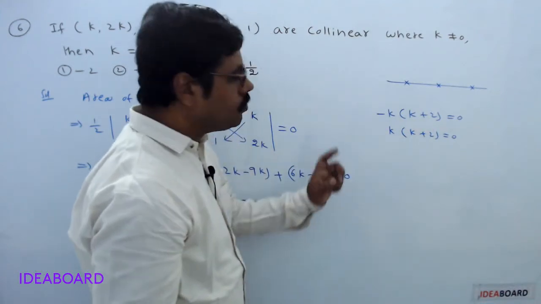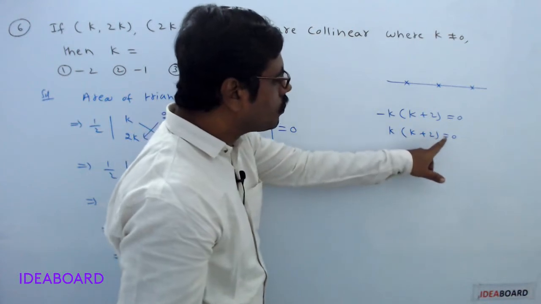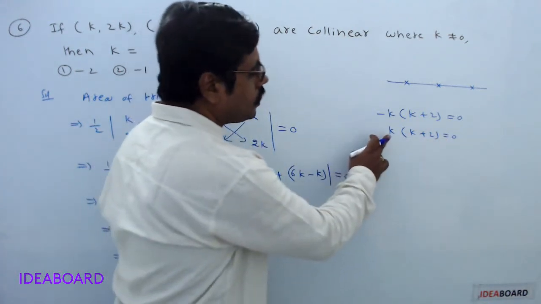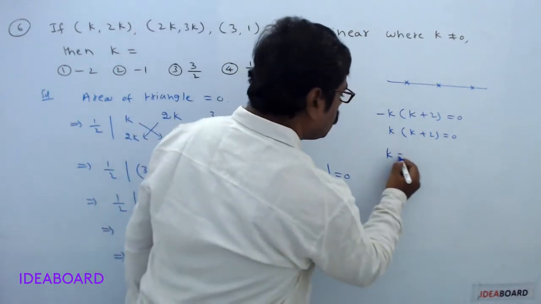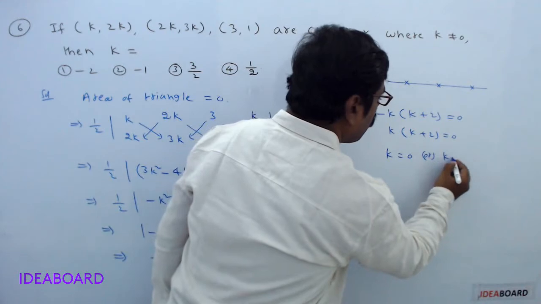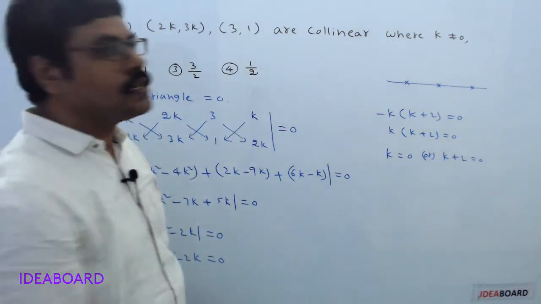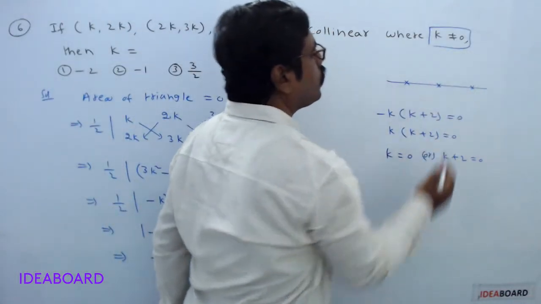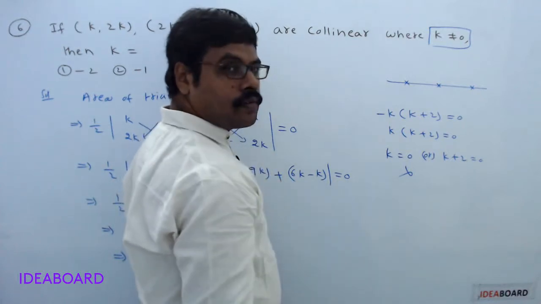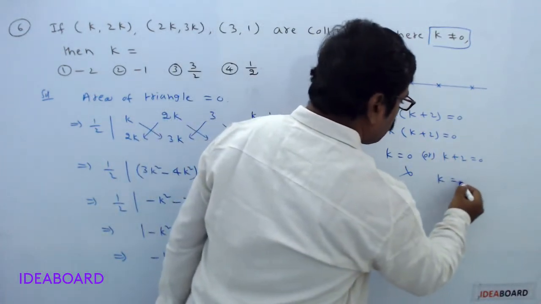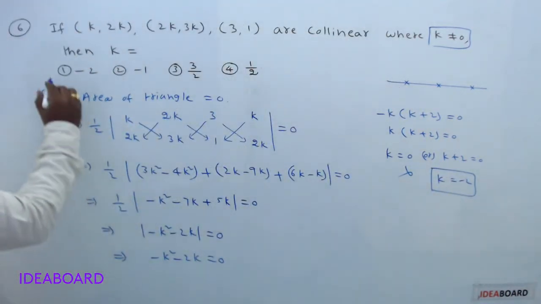This equation is of the form like product A B equal to 0. A into B equal to 0. It means either A equal to 0 or B equal to 0. So from this k equal to 0 or k plus 2 equal to 0. Now see the given condition, k is not equal to 0. Now you can neglect k equal to 0. So from this k equal to minus 2. So what is your answer? First option.